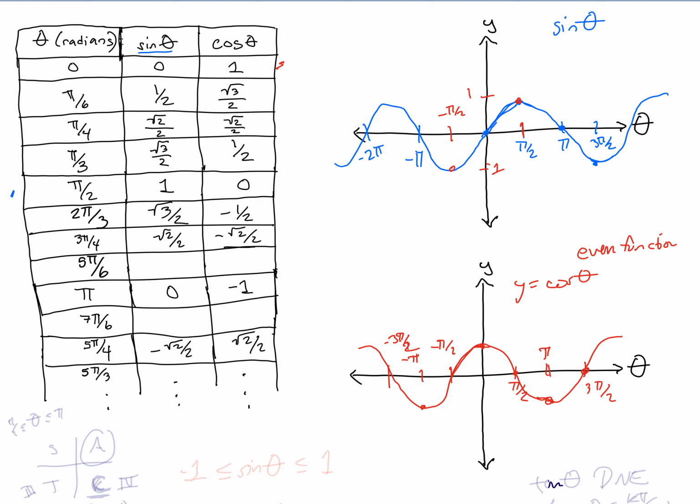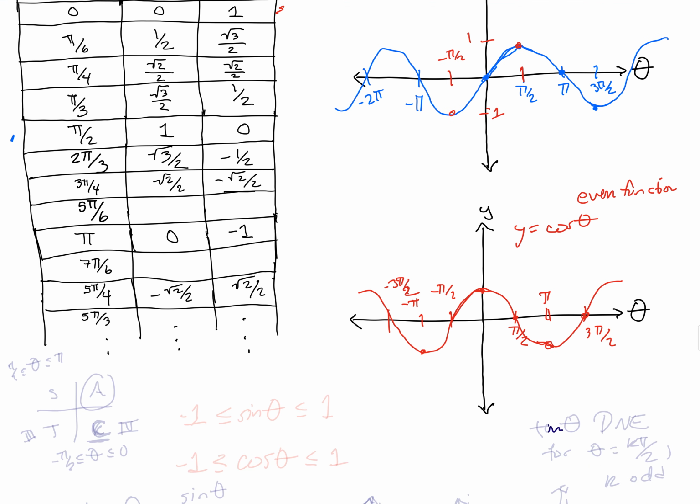Another really important thing to notice about sine and cosine is that they are bounded between 1 and negative 1. So for all values of theta, sine of theta is less than or equal to 1 and greater than or equal to negative 1. And similarly, cosine of theta is bounded between those two values as well. So those are some really important properties of sine and cosine.